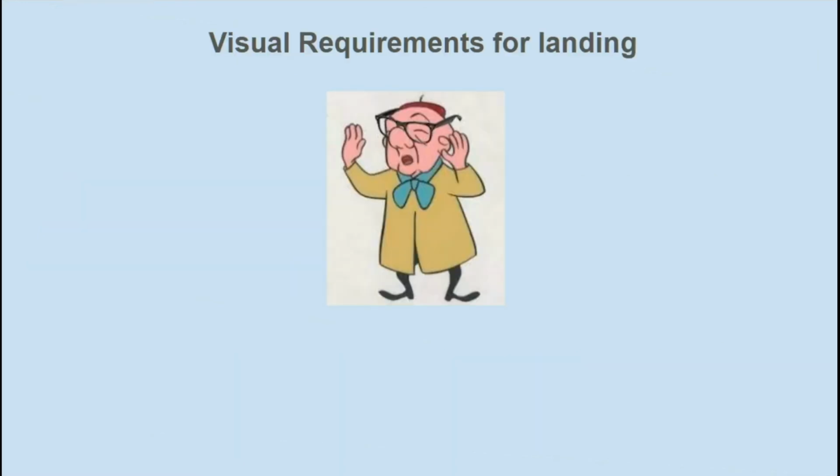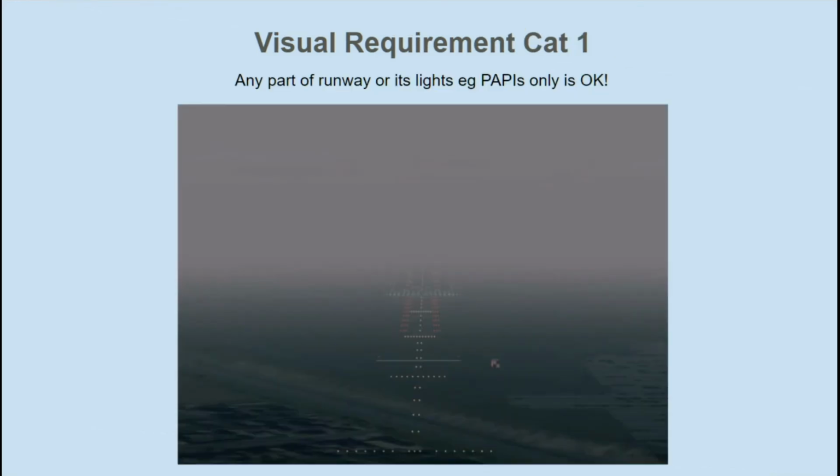Visual requirements for landing then. Let's have a look at Cat 1 to start with. A little surprising maybe, this is actually lovely Cat 1 weather. All you need for Cat 1 is to be able to see any part of the runway or its lights. So for example, the slope indicators on the left side of the runway here, if that's all you can see, or just a few edge lights, that is perfectly okay. So that's actually a lovely day.